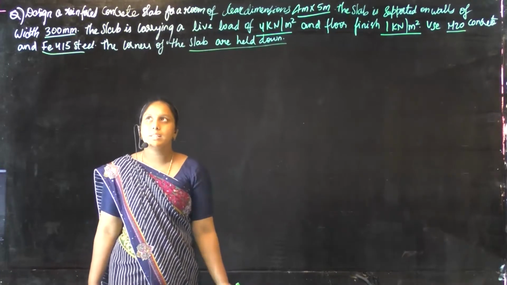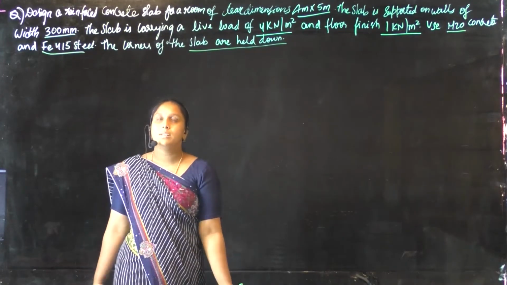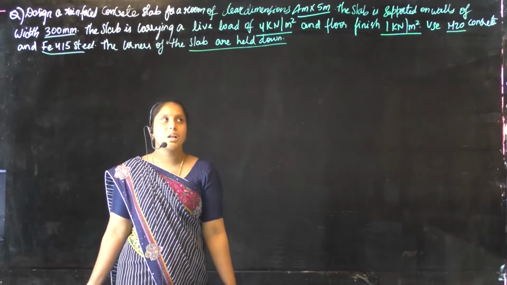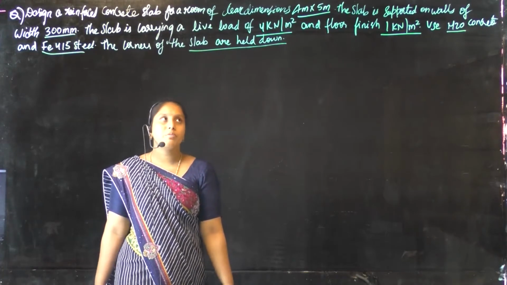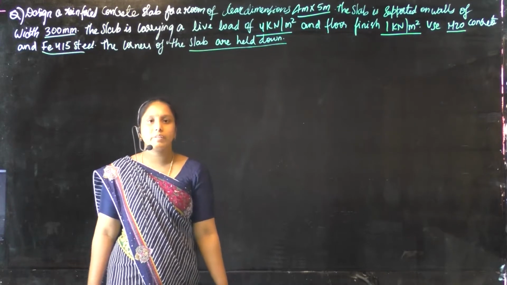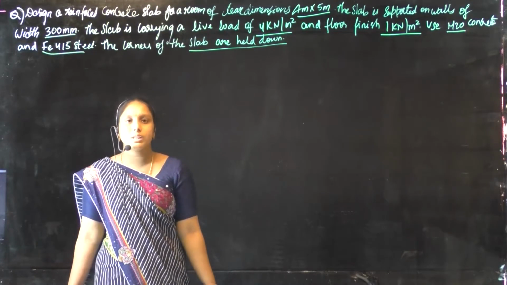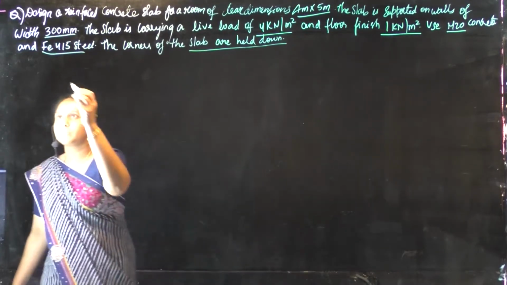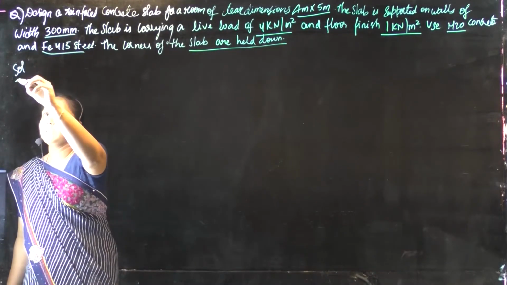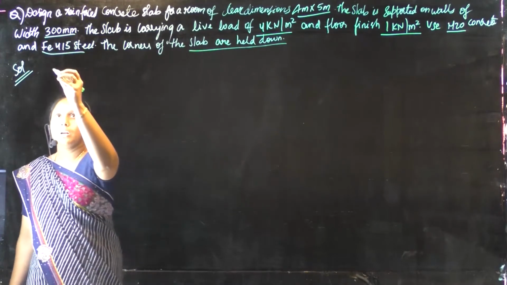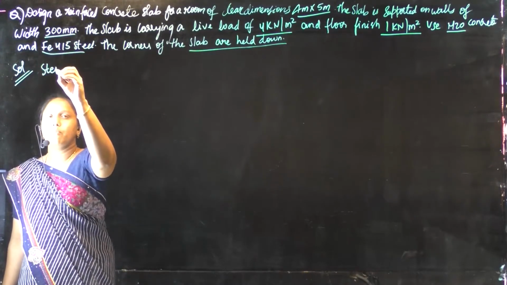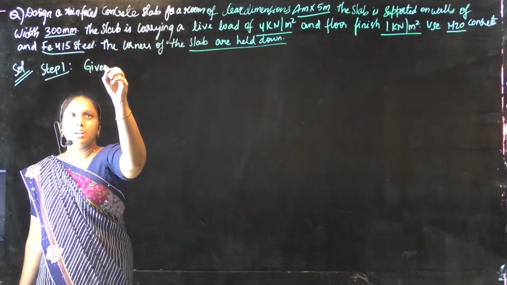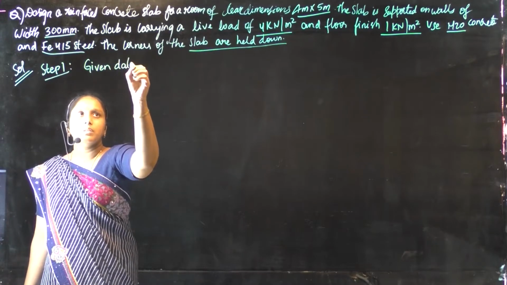So now it is asking to design the slab. Here it is not mentioned whether it is a one-way slab or a two-way slab. So first, let us write down the given data and find out whether it is a one-way slab or a two-way slab. So in step 1, let us write down the given data.